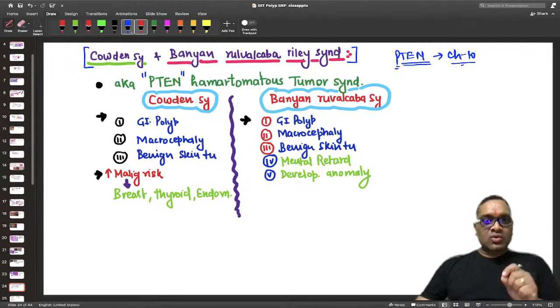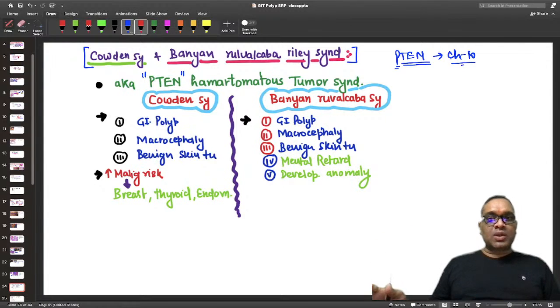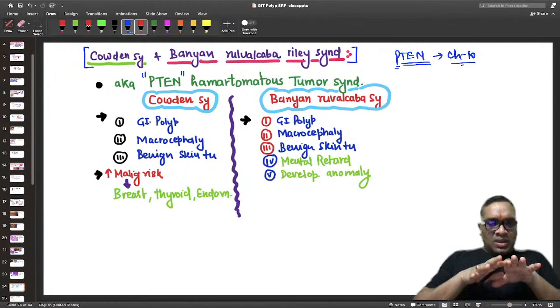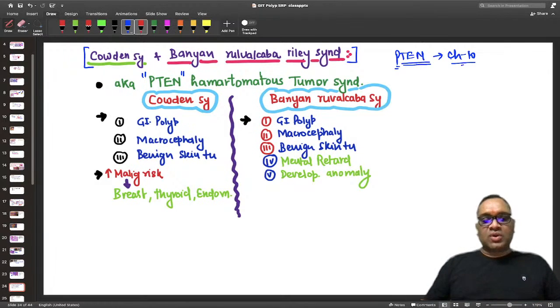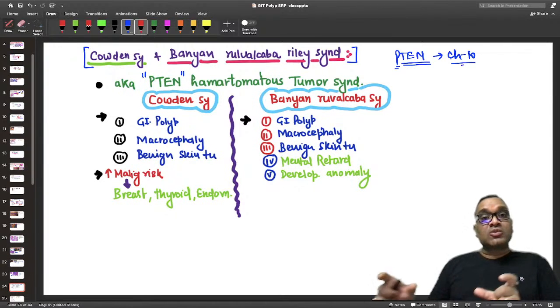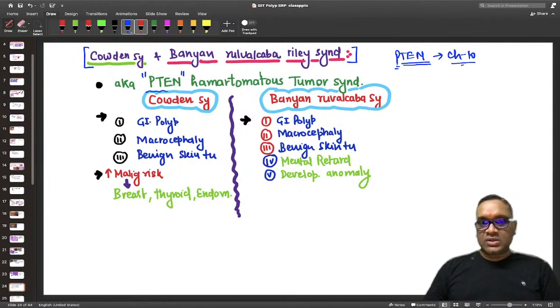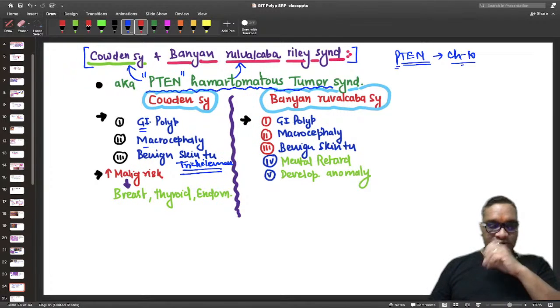Cowden and Bannayan-Riley-Ruvalcaba syndrome both have hamartomatous polyps and a common PTEN mutation, and their symptoms also form a spectrum of the disorder. That is why nowadays it is called PTEN hamartoma tumor syndrome. So what are the two syndromes? Cowden syndrome and Bannayan-Riley-Ruvalcaba syndrome. In Cowden syndrome you will see GI polyps. They will have a big head, macrocephaly, and a benign skin tumor, as I told you, tricholemoma, and mucocutaneous papillomas, right?